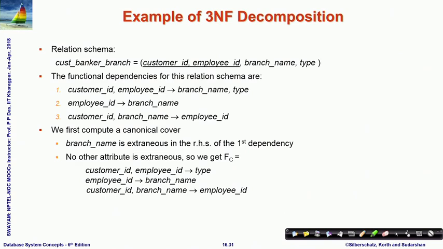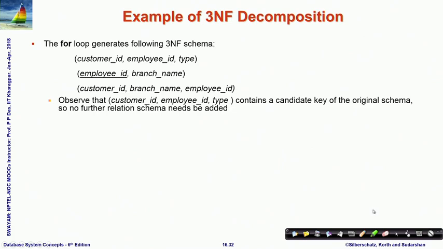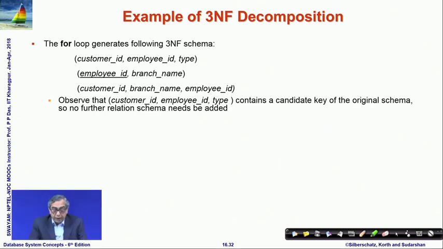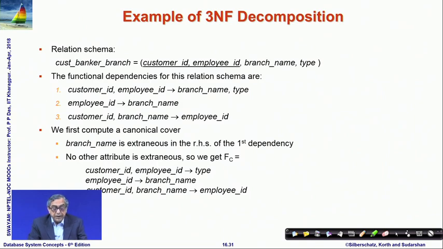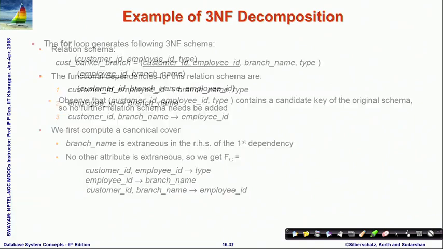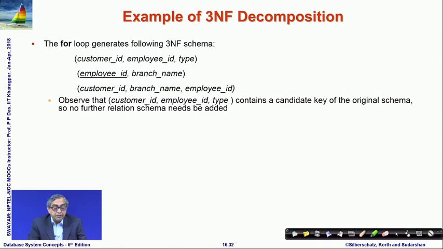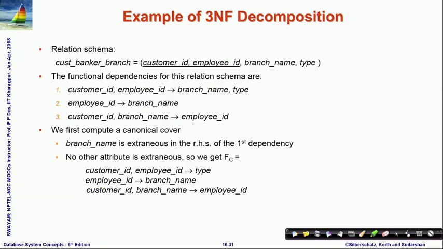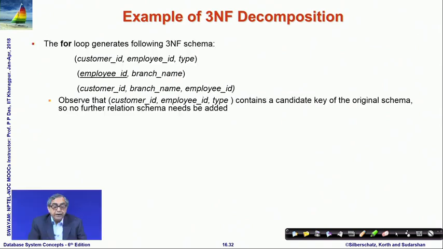So, your canonical cover turns out to be this set of dependencies, and then you go over each one of them. The first one is customer ID, employee ID determines type. So, for that you generate a schema customer ID, employee ID and type. Again you take the second functional dependency, employee ID determines branch name. So, you create employee ID and branch name as a different schema, and in this way you will generate 3 decomposed schemas in third normal form.